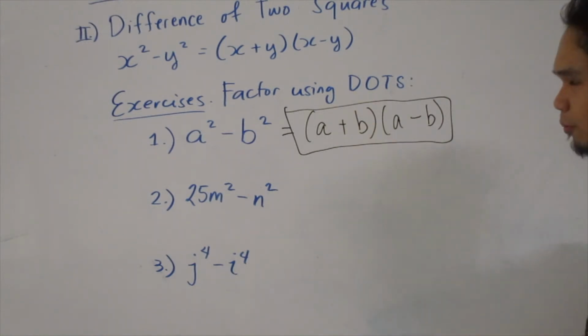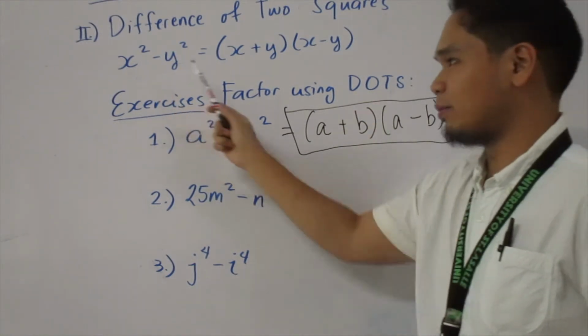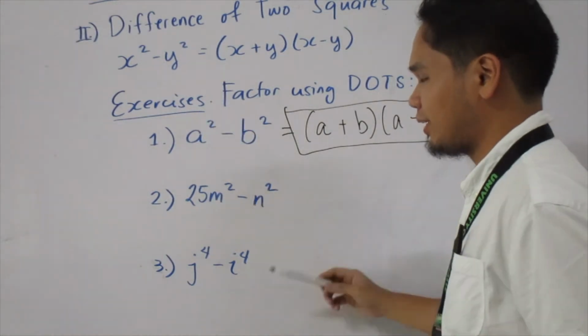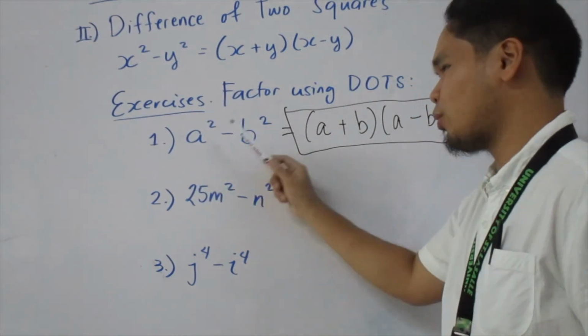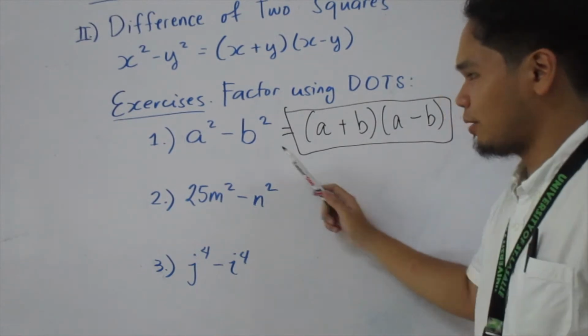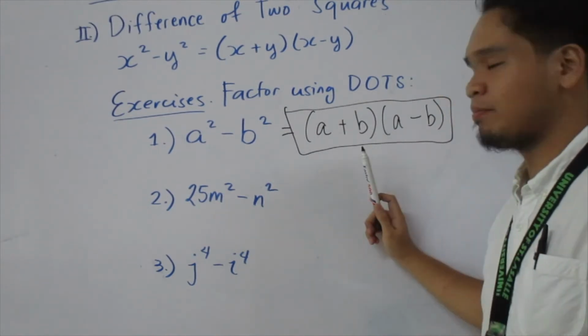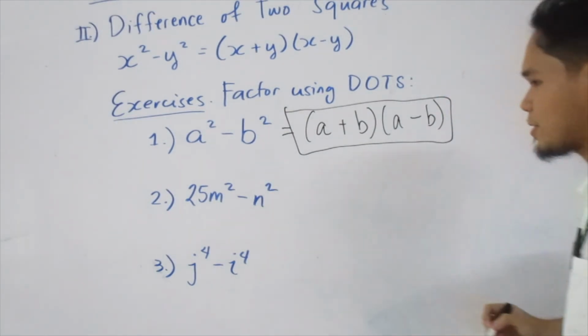Okay, one more thing. Some of the books will not present it in x and y variables. You may see some books that present the a squared minus b squared formula. So in some books, it will display this formula. But anyways, they're just variables.